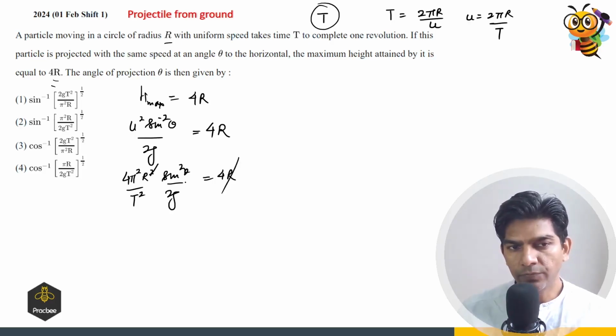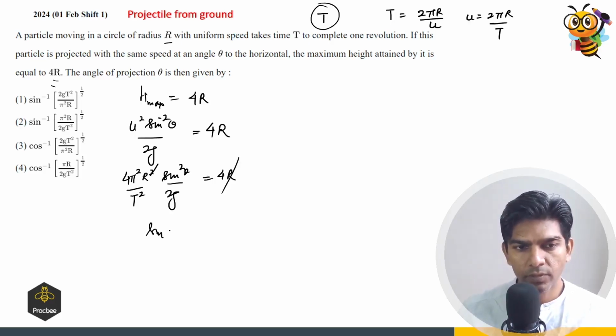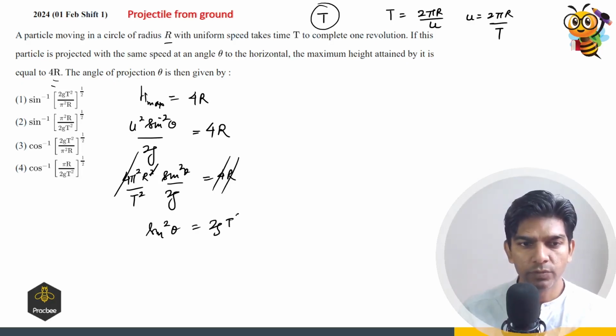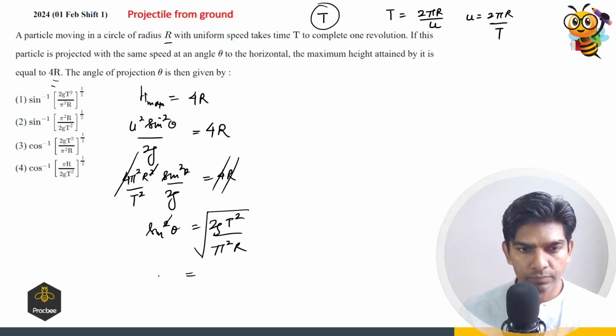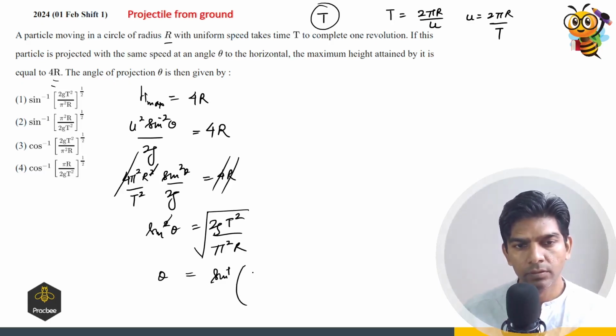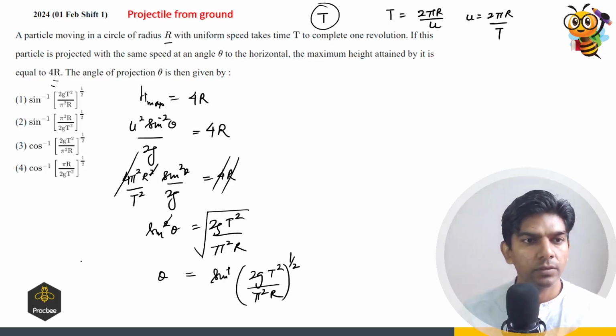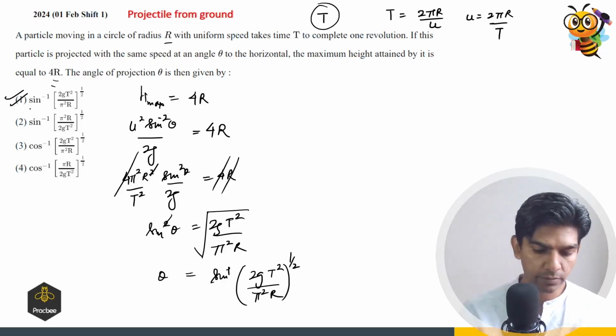So from this we can find sine theta. So sine square theta will be 2g T square divided by pi square R. Now let us take the root of this. So theta will be sine inverse of 2g T square divided by pi square R raised to power 1 by 2. So option 1 is the right answer.